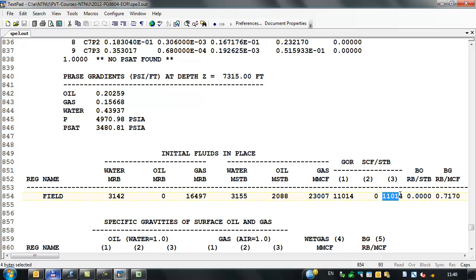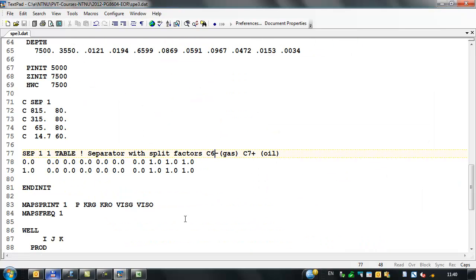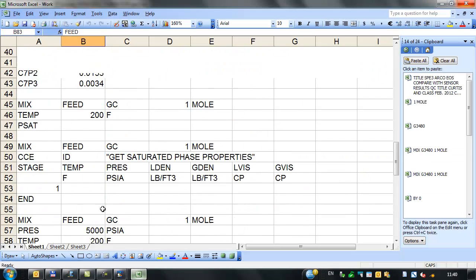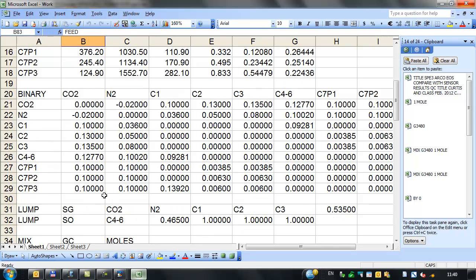Yeah, so you got 11,000. You got a lot more gas and less oil, but this number shouldn't have changed, which it didn't. Okay, so now we have to go into here and change our lump.